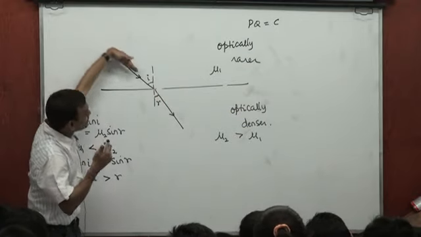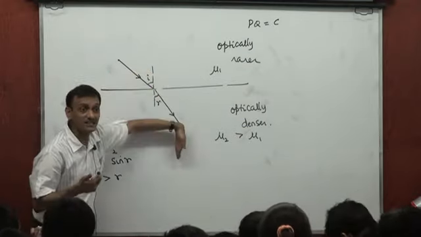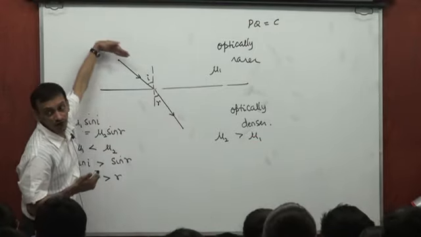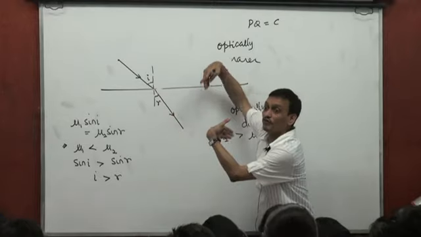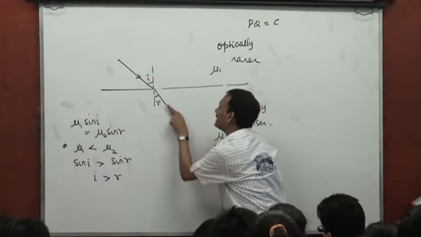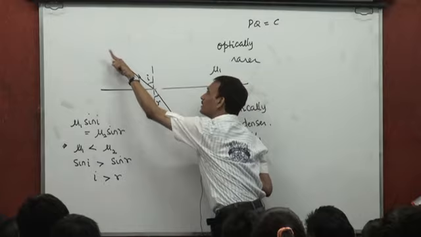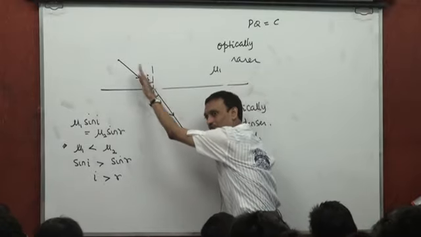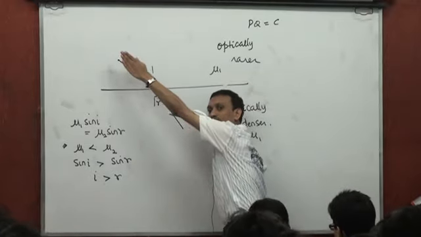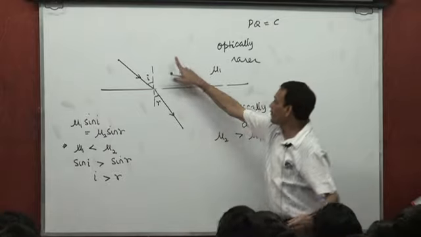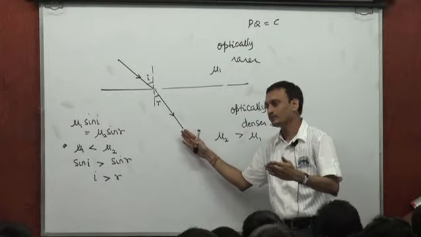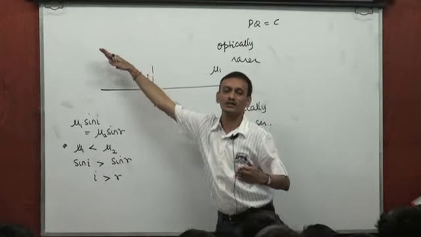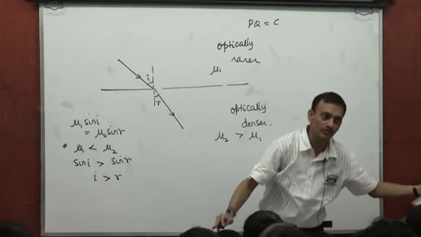So when it goes from an optically rarer to an optically denser medium, the ray of light bends towards the normal. And from the principle of reversibility of light, if it has to go from an optically denser to an optically rarer medium, it's going to bend away from the normal. That's out of the principle of reversibility of light. Yes or no? So from an optically rarer to an optically denser medium, it will bend towards the normal. And from an optically denser to an optically rarer medium, it's going to bend away from the normal, right?